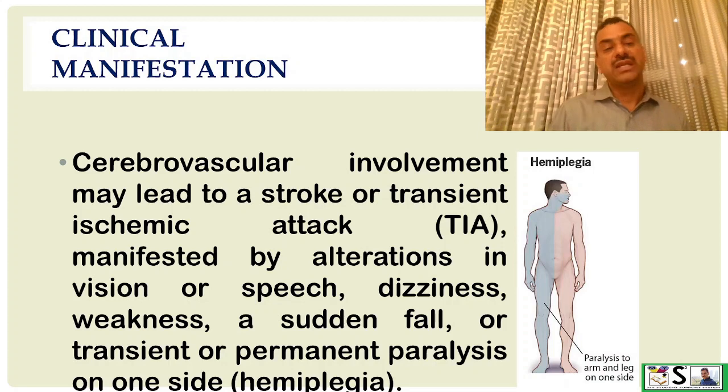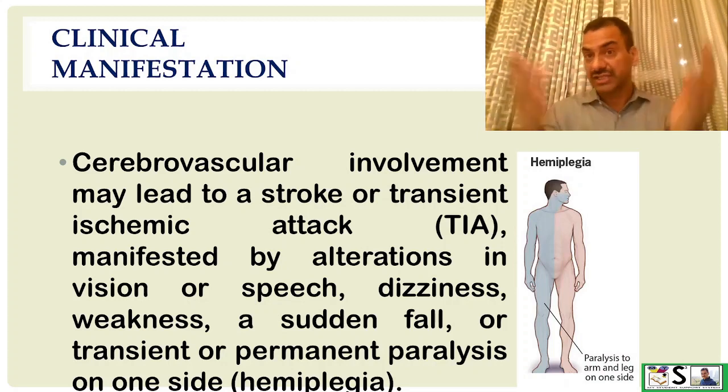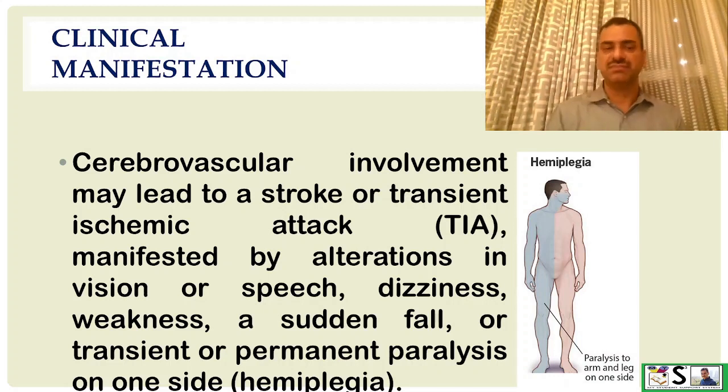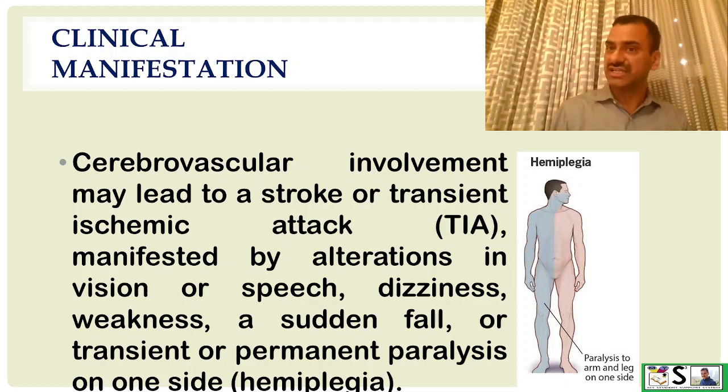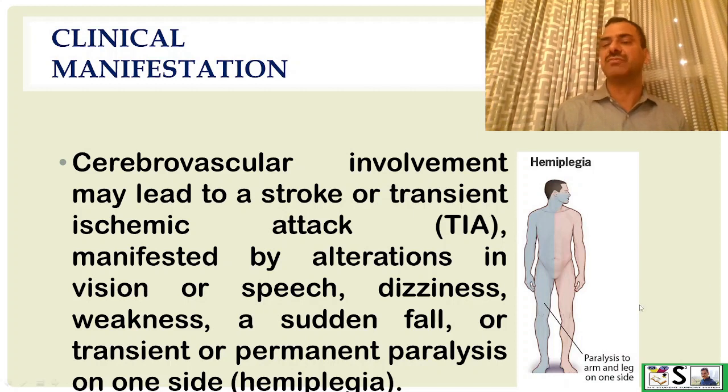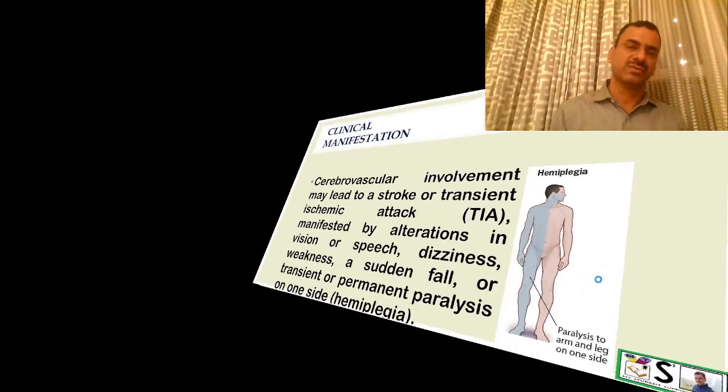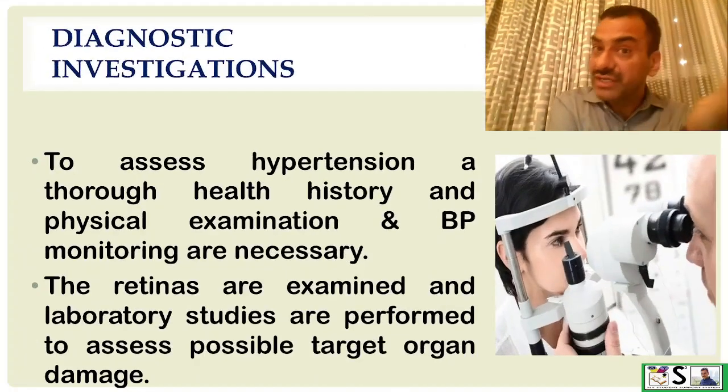And when cerebrovascular involvement is there, means the blood vessels which supply the brain are affected, then there may be stroke or TIA, means transient ischemic attack, manifested by alteration in the vision or speech, dizziness, weakness, sudden fall, or paralysis, that is hemiplegia type of paralysis. So these are the main clinical manifestations of persistent hypertension.